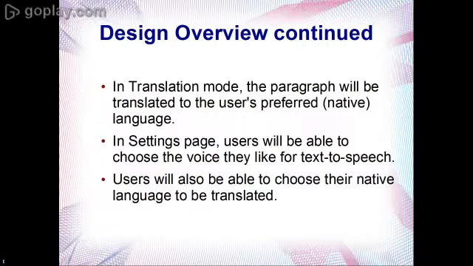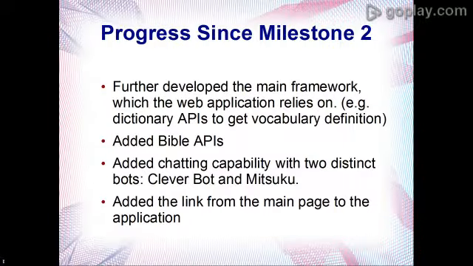So this is the progress since Milestone 1. I further developed the main framework which the web application relies on. For example, dictionary APIs are now working, which means when a user clicks on a vocabulary word, definitions will come up in a tooltip. I also added Bible APIs, and also added chatting capability with two distinct bots, Cleverbot and Mitsuku, and also added a link from the main page to the application.